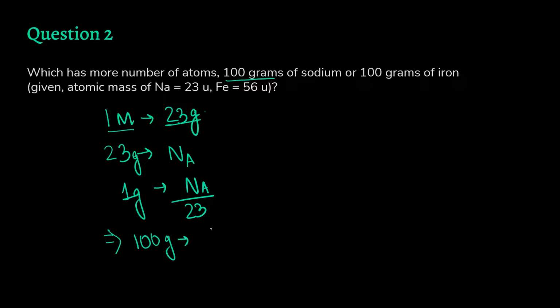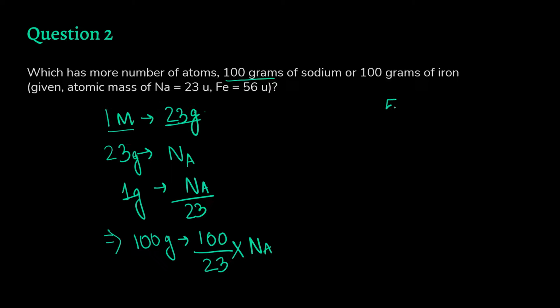So for 100 grams, you would just be dividing the mass that is required by the gram atomic mass of sodium, and you will multiply it with the Avogadro constant. In a similar fashion, we will calculate for iron.